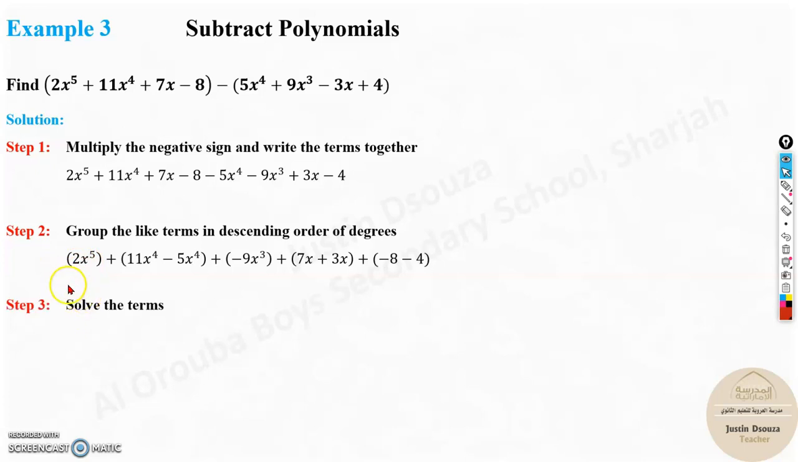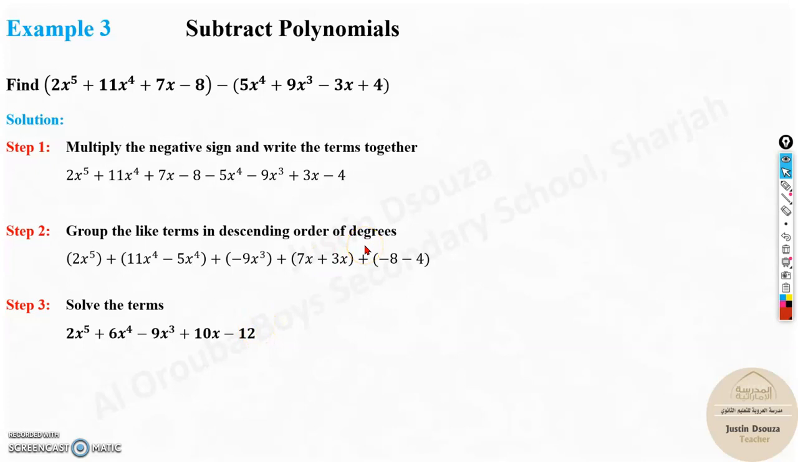Now this is as it is. There's nothing to be done with 2x to the power 5, the degree 5, as it is. There are no other terms. But what about the other things? Now it's basically how we have done in the last problem. See the signs. 11 minus 5, it's 6. That's it. x to the power 4. Here also x to the power 3 is alone. So leave it as it is. Minus 9x cubed. What about 7 and 3? Add them up. It will be 10x. And lastly, minus 8 minus 4 is minus 12.